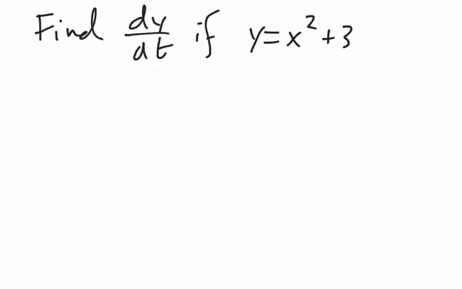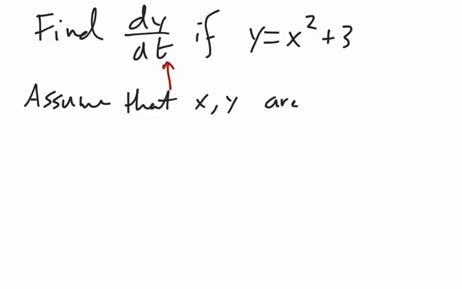Find dy dt if y equals x cubed plus 3. Okay, this is weird. Because first of all, we're taking the derivative, notice, with respect to t, and there's no t in the problem. Interesting. Well, in a problem like this, you need to assume that both x and y are functions of t.